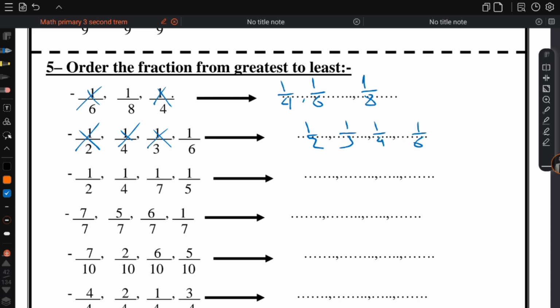Okay, the next one, 1 over 2, 1 over 4, 1 over 7, 1 over 5. The one who has a smaller denominator is the greatest fraction, or the greater fraction. 1 over 2, like this, is the greater, and then 1 over 4, and then 1 over 5, and lastly I have 1 over 7.